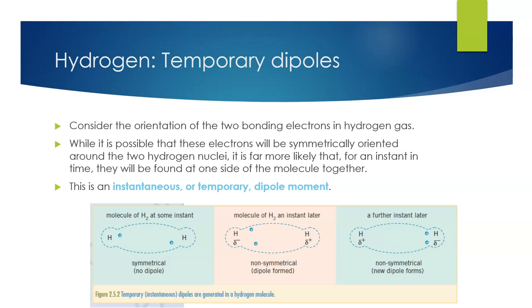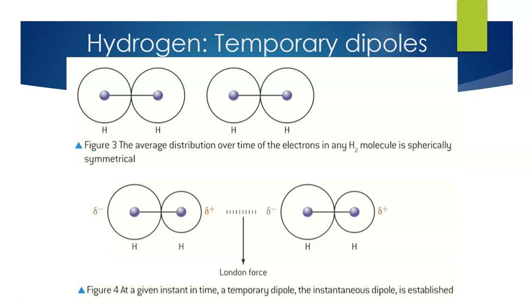So with these temporary dipoles, if we consider the bonding electrons within hydrogen, it's possible that these electrons will become symmetrically oriented, so it would be nonpolar, or for an instant they can jump to one side. This again is what we refer to as a temporary dipole, this time within the molecule. So if we consider that the average distribution of electrons would be equal, what we're talking about when we form a temporary dipole is that the distribution of the electron cloud becomes uneven just for an instant, and then this slight polarization will induce a dipole in a nearby one, and we will see an attractive force.